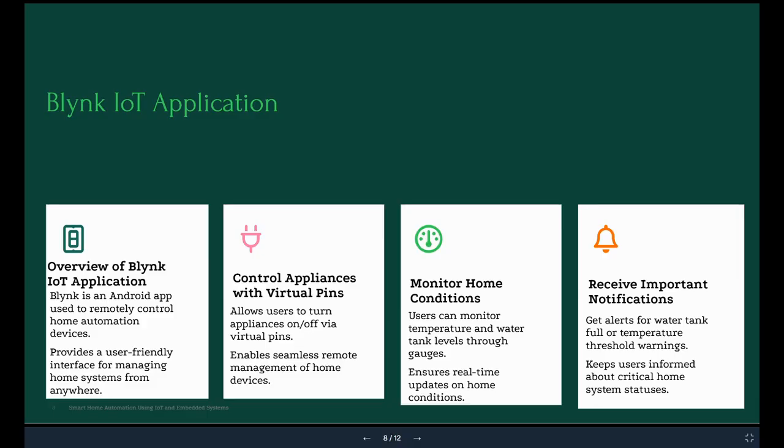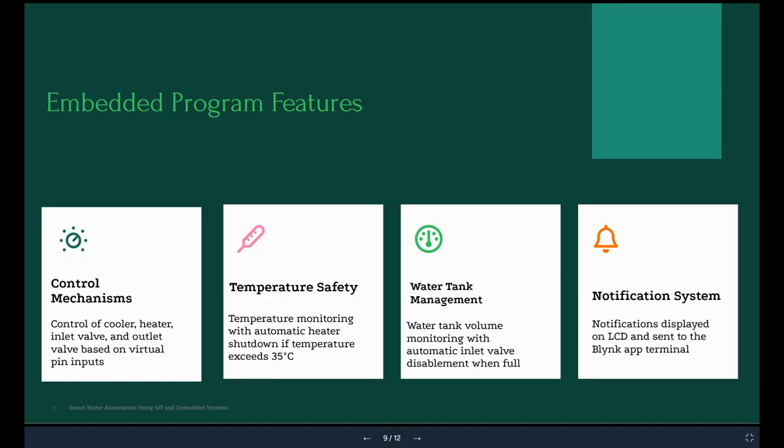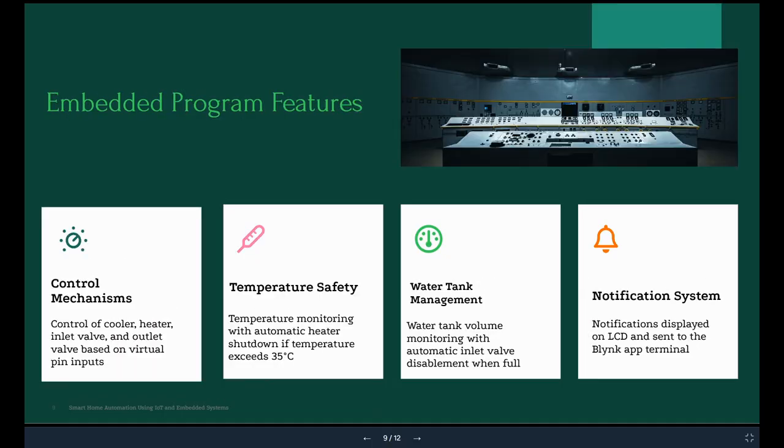Monitor home condition: users can monitor temperature and water tank level through consoles and see real-time updates on home condition. Receive important notifications: get alerts for water tank full or temperature threshold warnings. This keeps users informed about critical home system status.